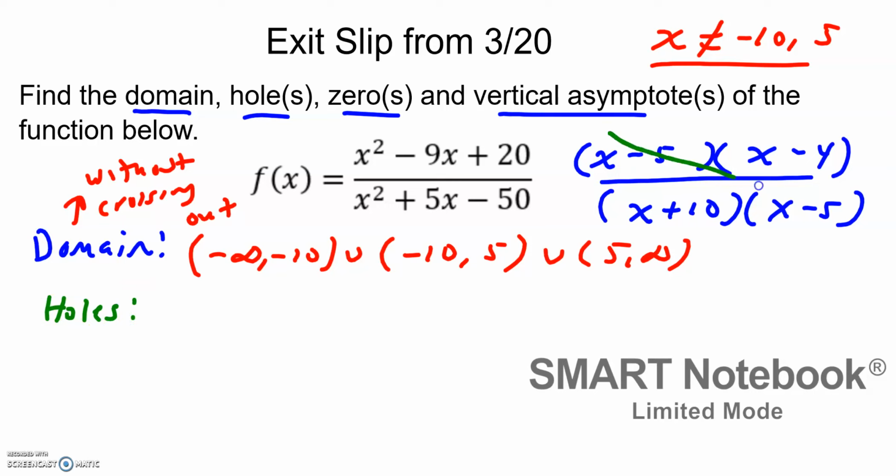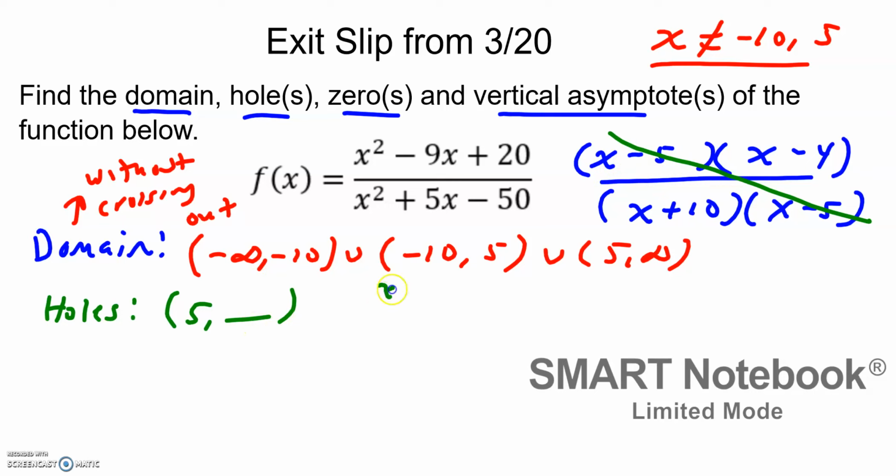So because the top and bottom both have x minus 5s, that means that the x value of your hole is going to be positive 5, not negative 5. The reason it's positive 5 is because you set x minus 5 equal to 0 in your head, and you get x equals 5. The question is, how do I find this y value?